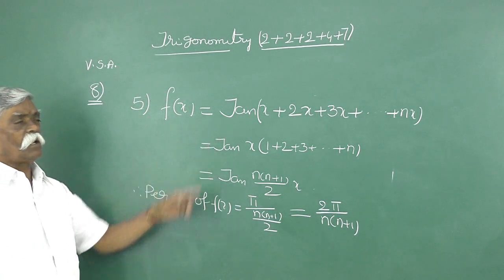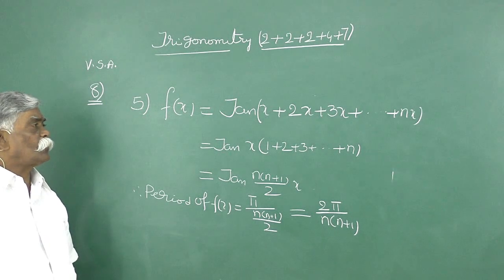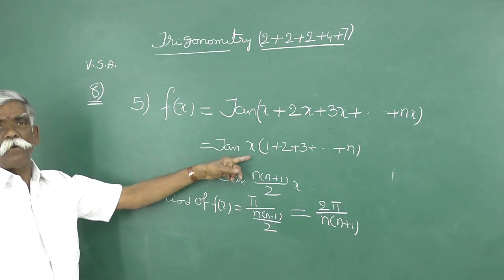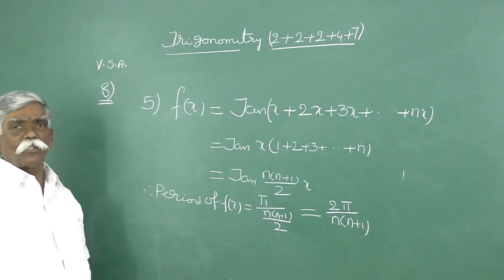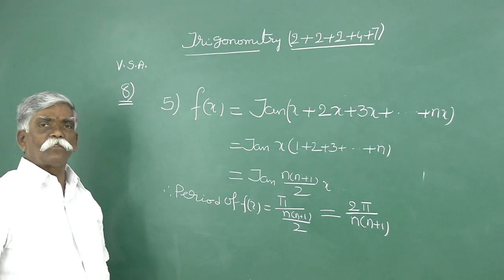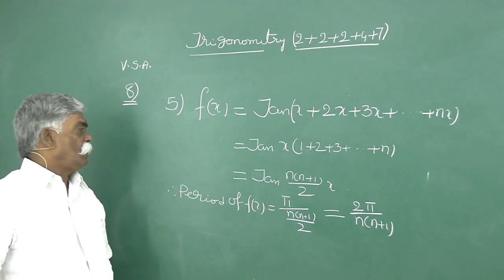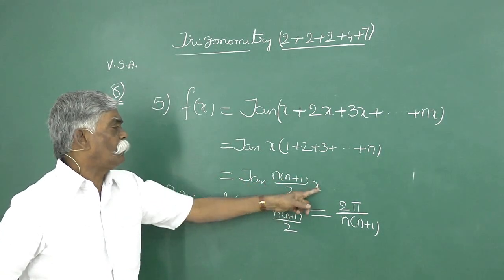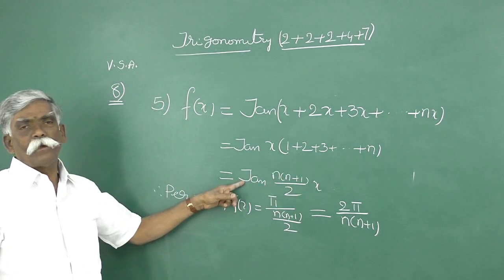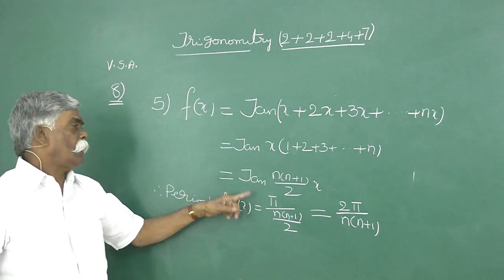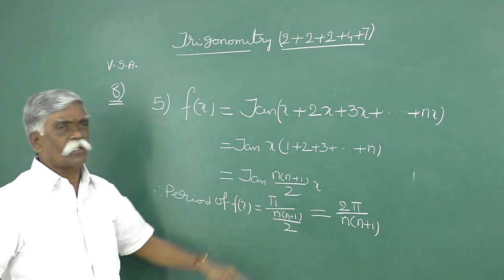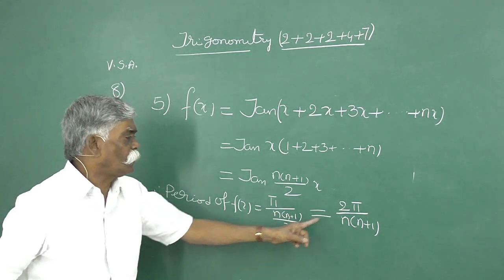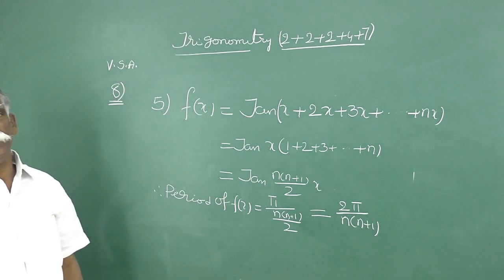So, the given trigonometric function is tan of x plus 2x plus 3x and so on up to nx. x is taken as common factor. Inside we got 1 plus 2 plus 3 and so on up to n, and its value is n into n plus 1 by 2. Therefore, the given function becomes tan of n into n plus 1 by 2 into x. And for a tan function, the period is pi, and here the coefficient of x is n into n plus 1 by 2. Therefore, the required period is pi by n into n plus 1 by 2, which is equal to 2 pi by n into n plus 1.